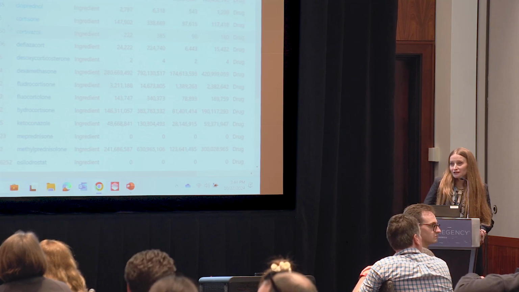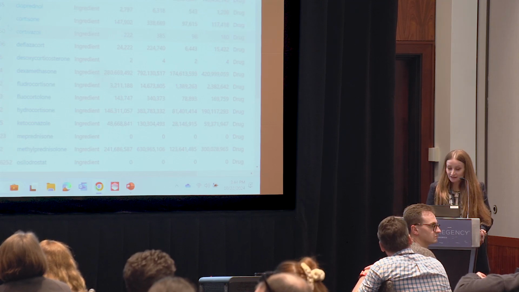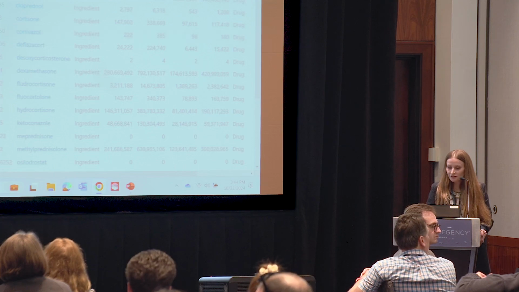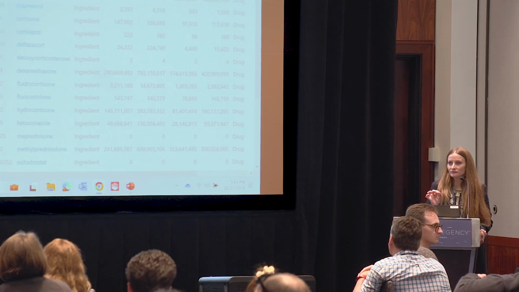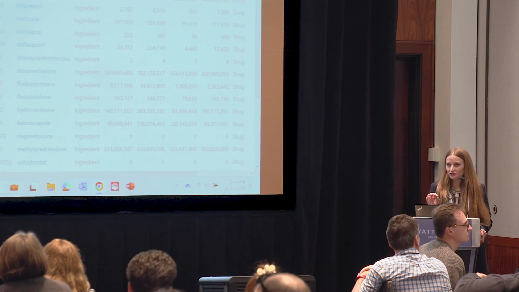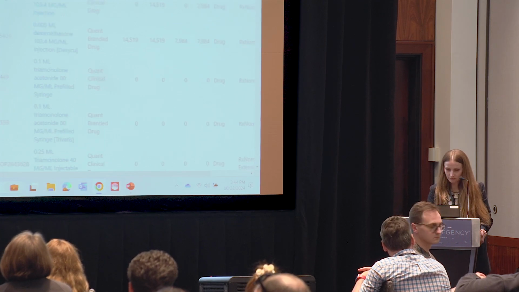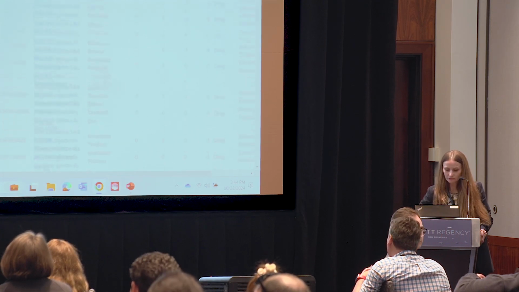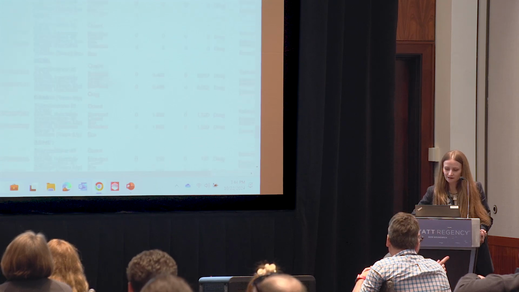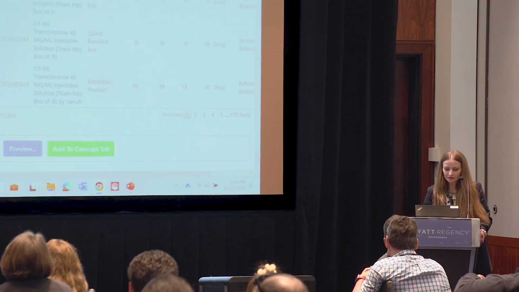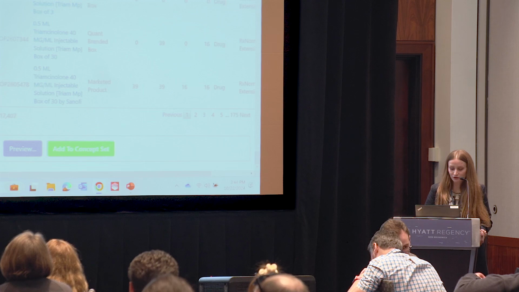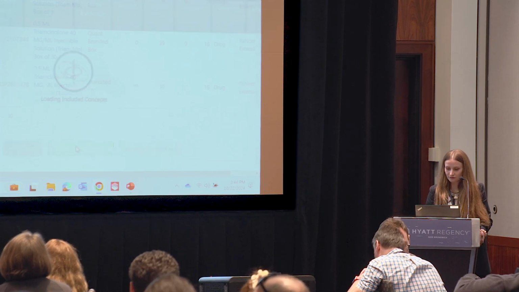So we are ready to finish this concept set. We need to select all these ingredients, exclude them, and add to the concept set. It's a new approach that we didn't do before. So select, then go down, long list, and here we have the exclude checkbox. Enable, and add to the concept set.